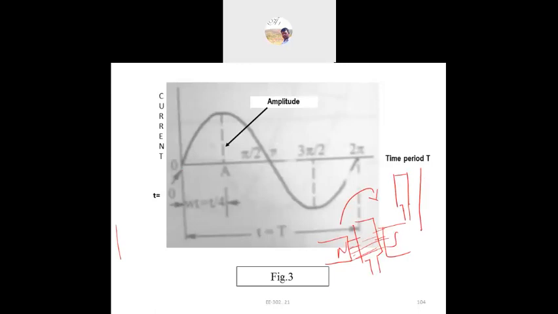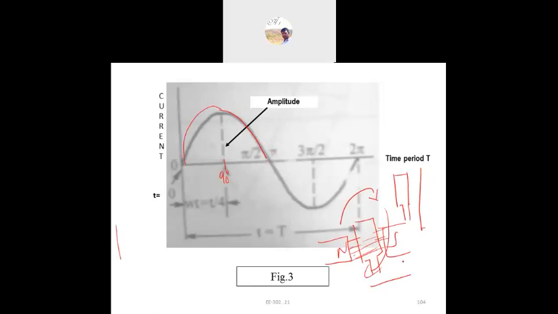The total amount of flux cut is increasing, so the magnitude will be increasing. After the rotation from 0 to 90 degrees it will be at its highest. Then it moves from 0 to π/2, and π is nothing but 180 degrees. Here the flux cut by the conductor is decreasing, so the induced current is also decreasing.